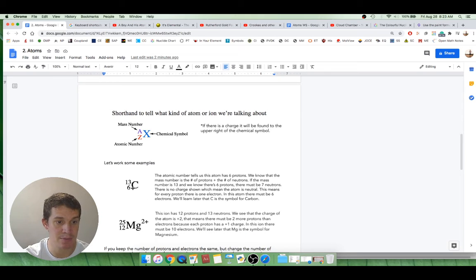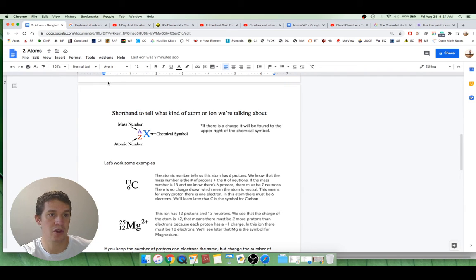So here we have C13. What we want to do is identify how many protons, how many neutrons, and how many electrons. The easiest part is to look at the atomic number, which tells you the number of protons. So this atom has 6 protons. The mass number is 13, which is the number of protons plus the number of neutrons. So if there are 6 protons, there must be 7 neutrons. And there's no charge, which means the number of electrons is equal to the number of protons, so there must be 6 electrons.